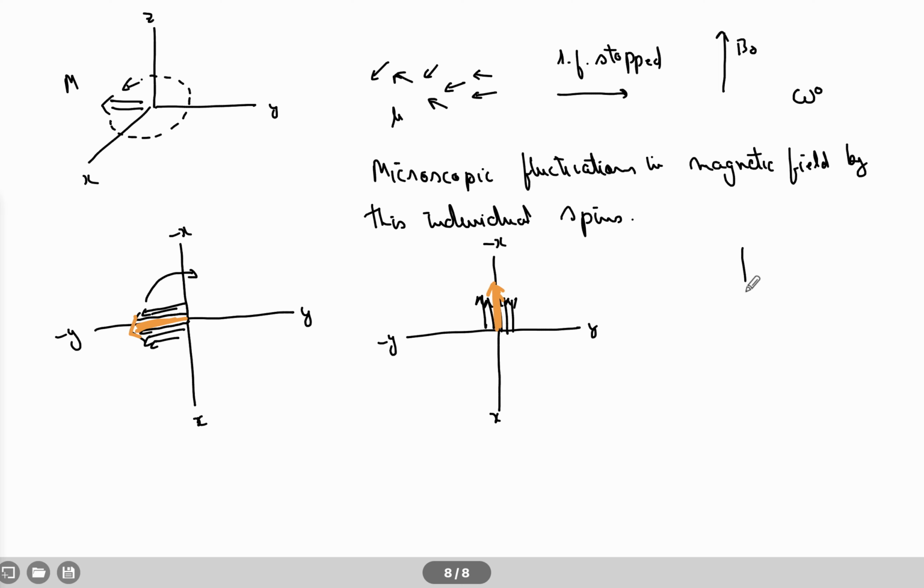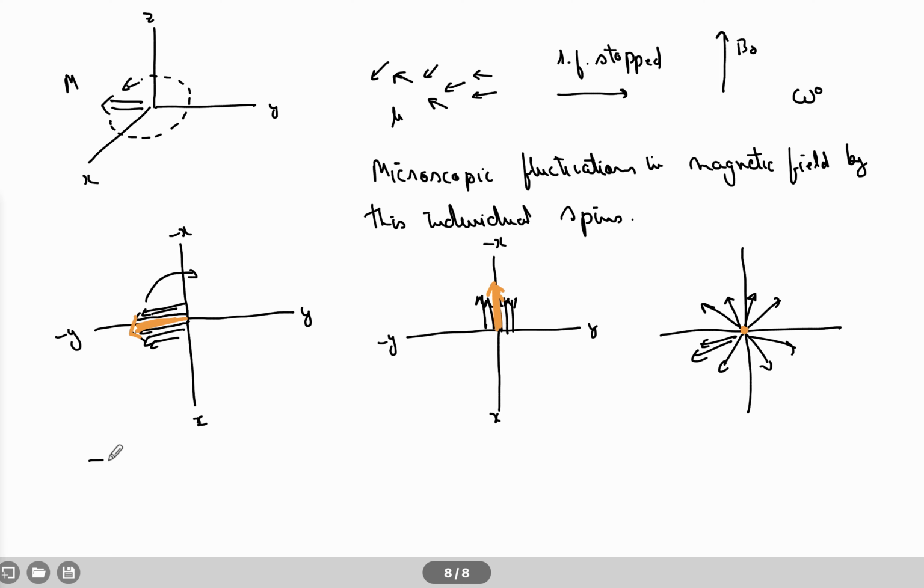So what will happen, slowly some spins will point like this, some like this, some like this, right? That means if I now take the vector sum of all of these along x or y direction, it will turn out to be 0. So this entire vector actually loses its magnitude, and there is no net transverse magnetization in this plane.